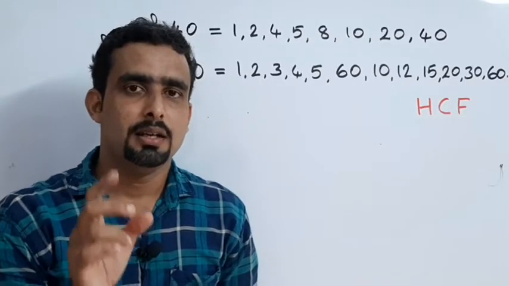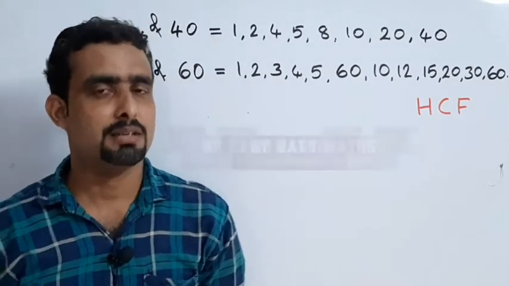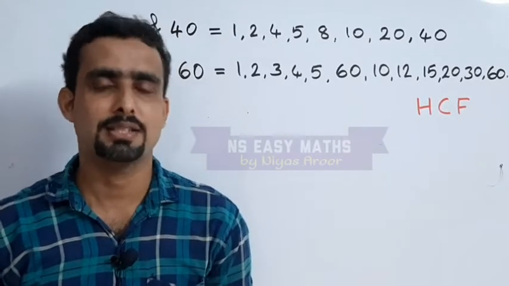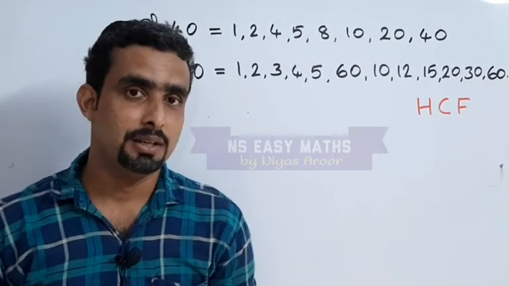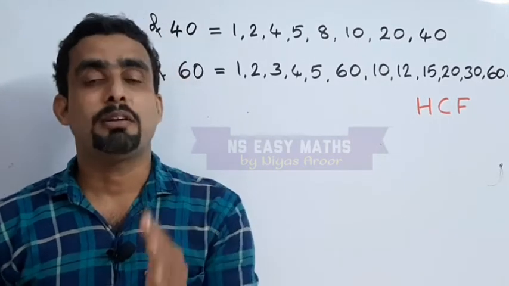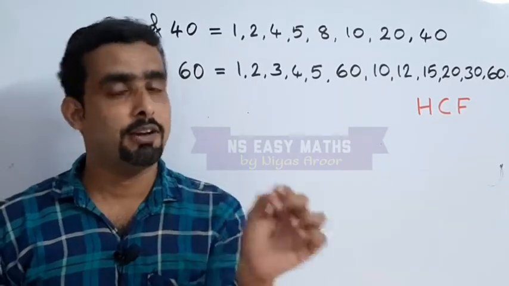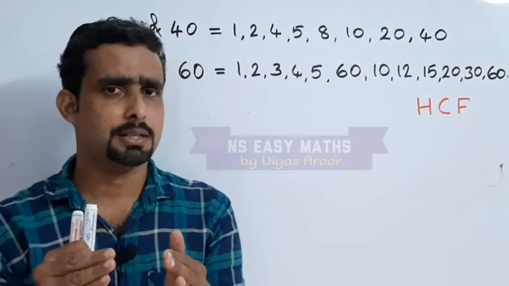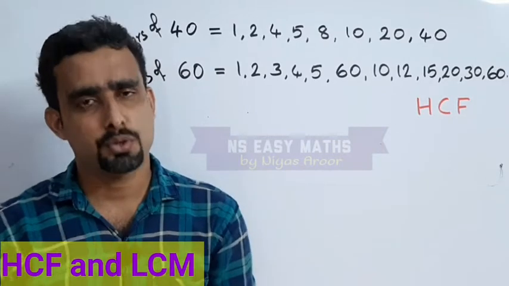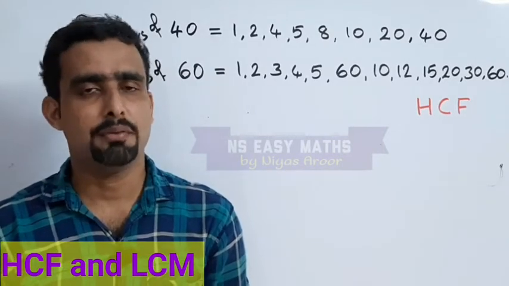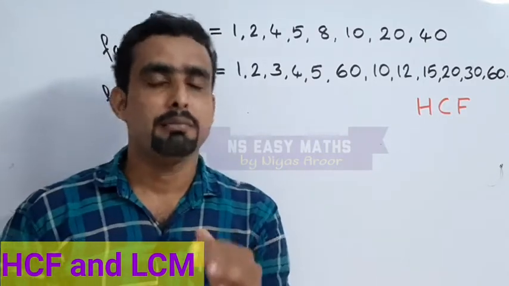See, here we have two positive integers. They are 40 and 60. And we have to find the highest common factor, the HCF, of these two. In this first chapter of CBSE 10th standard, we are studying to find the highest common factor by prime factorization. Before going to that, at first we can discuss what we mean by the highest common factor of two numbers.